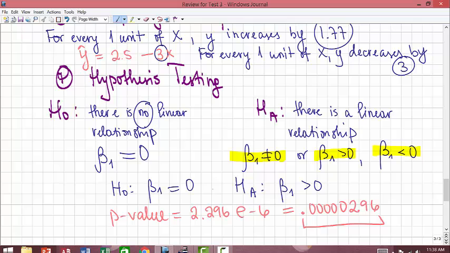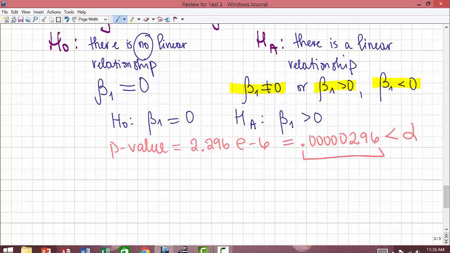This is scientific notation saying put 6 zeros before the decimal. So, well, 6 places before the decimal. So 5 zeros and 2, right? 0.000002296. This is very, very small. Okay? That is less than alpha level, whichever one it is. It's going to be given to you. If it's not given, assume it's 0.05. But okay, this is very small.